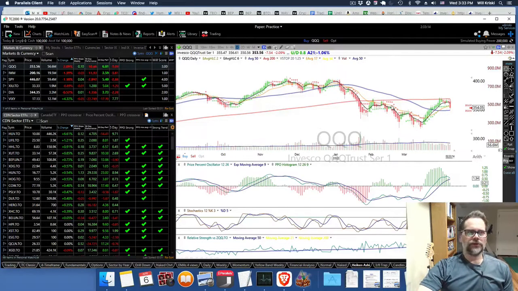The other thing I want to mention is that when you're looking at the indices, you don't necessarily have to buy the index. It's just a guideline that markets are doing well at that particular time, and then you can buy stocks or ETFs, sector ETFs or whatever.